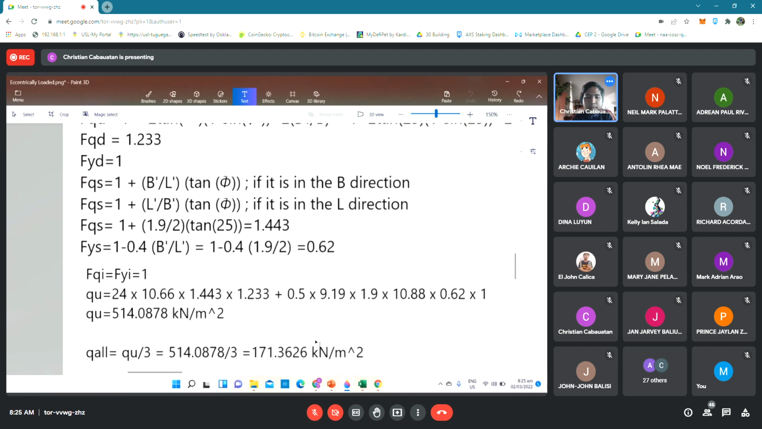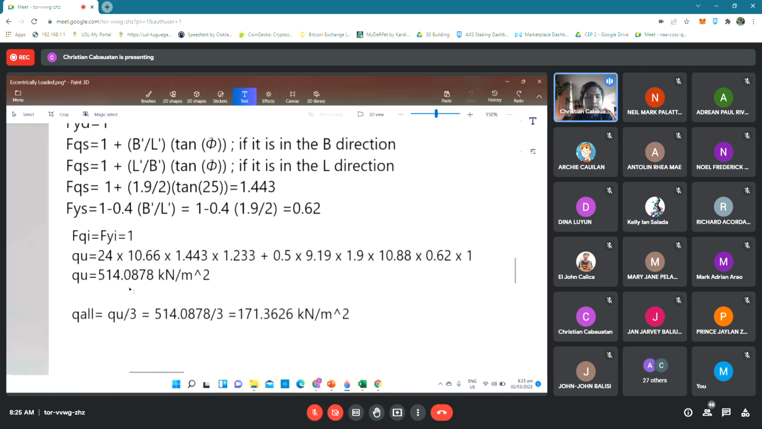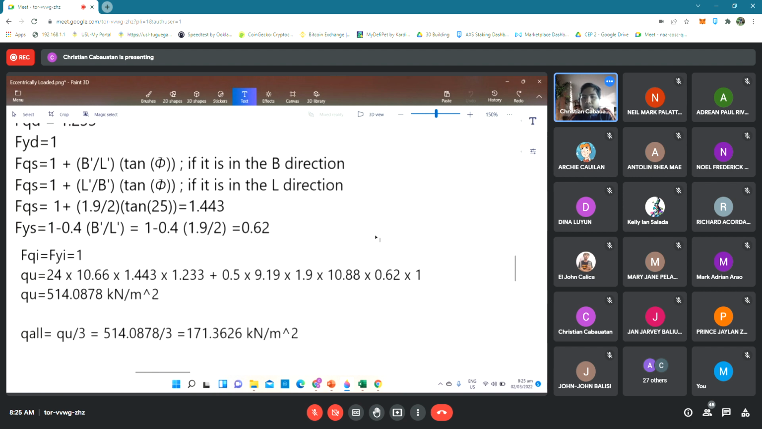Okay? And then Q allowable is equal to QU divided by 3. So the QU there is 514.0878 divided by 3, no? We can get 171.3626 kilonewton per square meter.